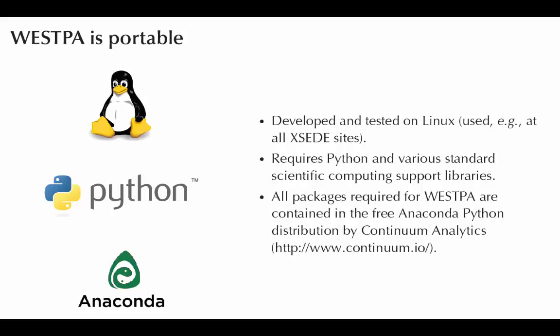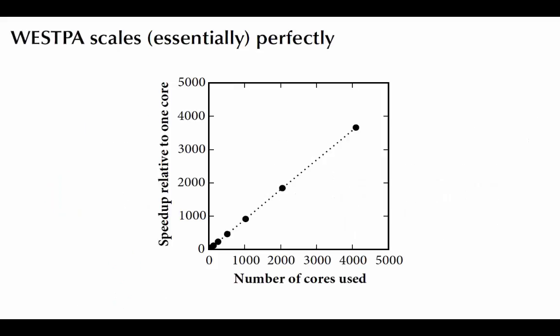So we've written this software that hopefully runs effectively anywhere, and it does in fact scale from the desktop to the supercomputer. So this is actual simulation data from p53 MDM2 peptide protein binding on the Stampede supercomputer. And we get perfect scaling from 1 core on out to 4,096 cores. So this kind of follows from the nature of weighted ensemble as a method.